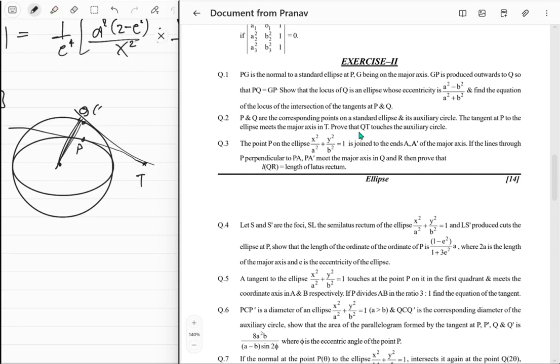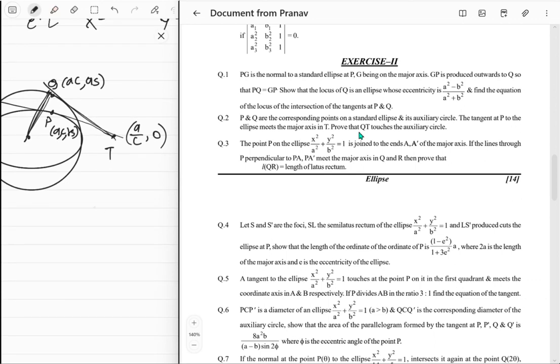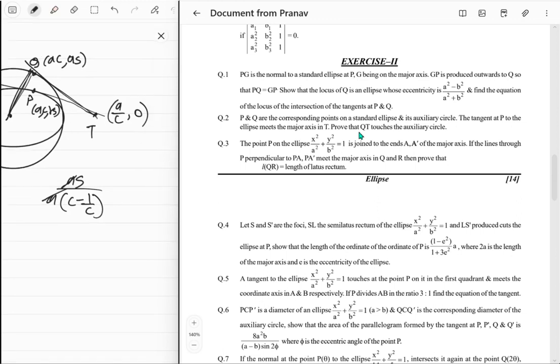This is supposed to be a cosine theta comma a sine theta, and this is supposed to be a cosine theta comma b sine theta. This tangent intersection point, right? It's supposed to be a upon cosine theta, and then 0. So this whole slope is a sine theta upon a times cosine theta minus 1 upon cosine theta. Yeah, it cancels. Cool.